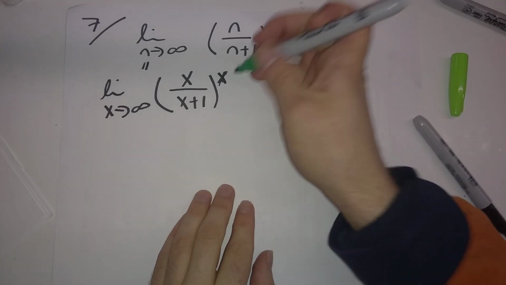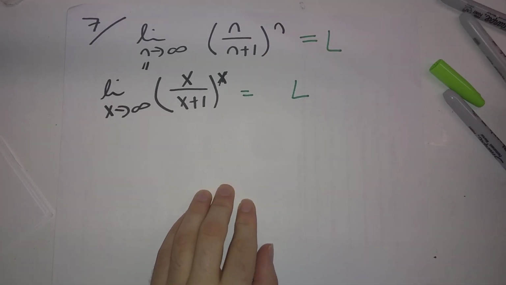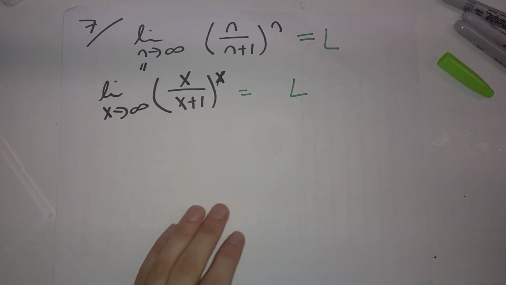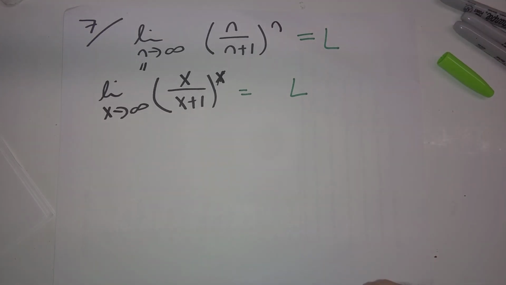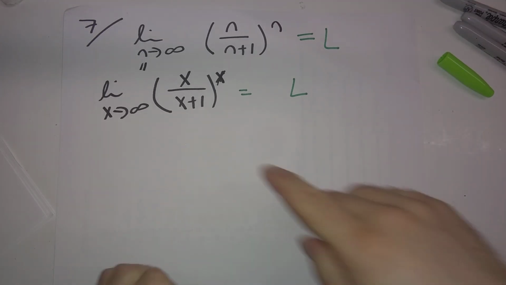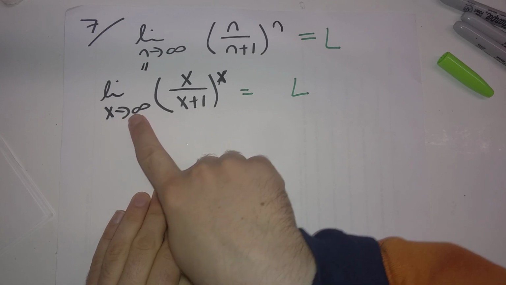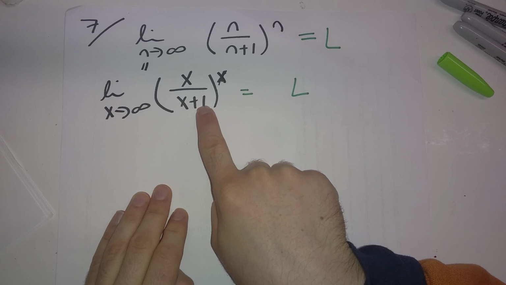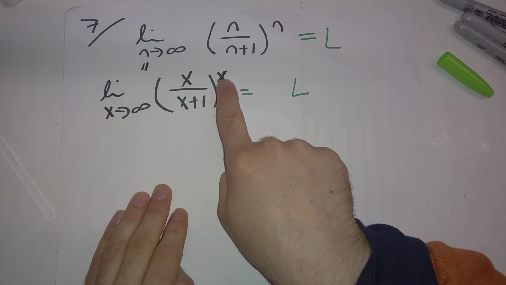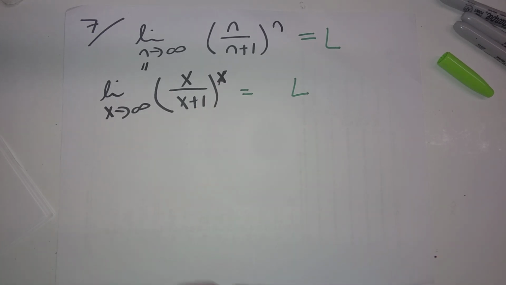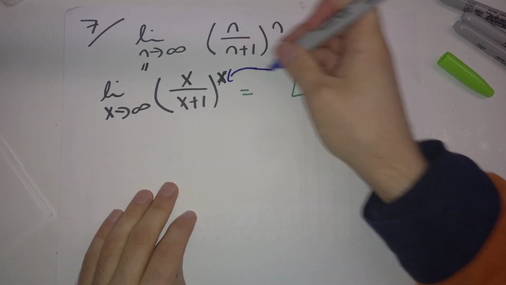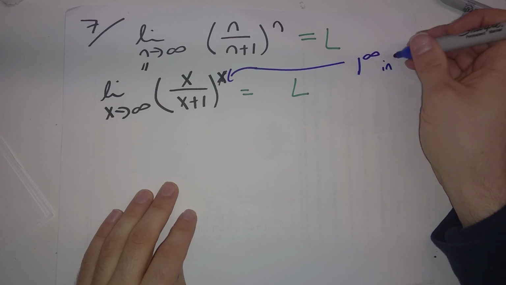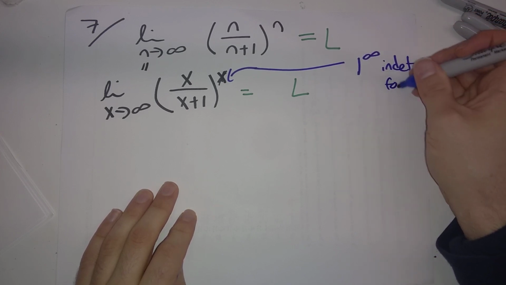So this is still going to equal L here. This is basically, at this point, a Calculus 1 problem, but it's a very common Calculus 1 problem, so I'm going to crunch through it. The thing to realize is that if we let x go to infinity, x divided by x plus 1 is getting close to 1. But the exponent we're raising it to is going to infinity. So right here, we have what we would say is a 1 to the infinity indeterminate form.